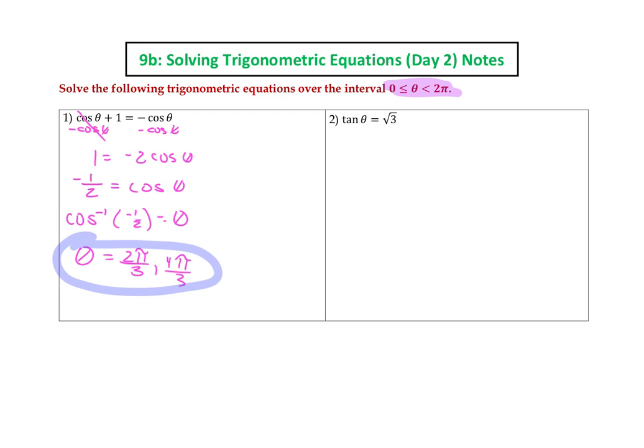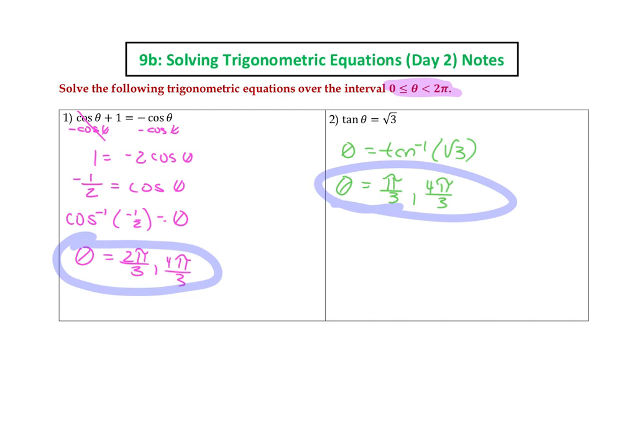Okay, so for this next one, it's a tan. So theta is equal to the inverse tangent of root 3. So this gives me in the quadrants pi over 3 and 4 pi over 3, since they're telling us to find everything in the whole unit circle for tan also. So that is the difference, and there's my solutions.